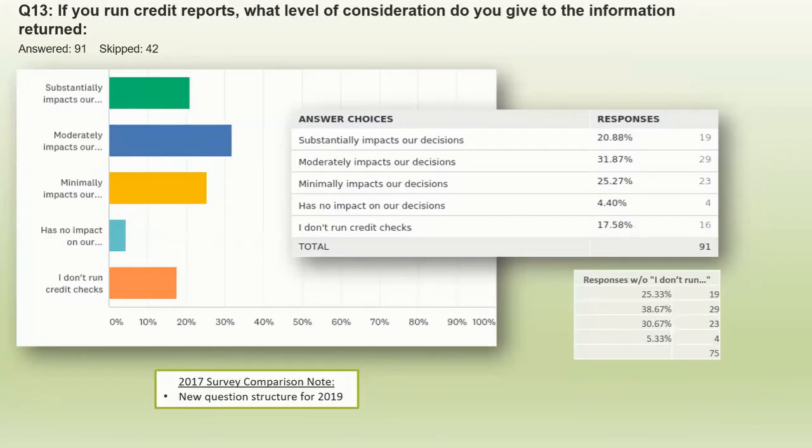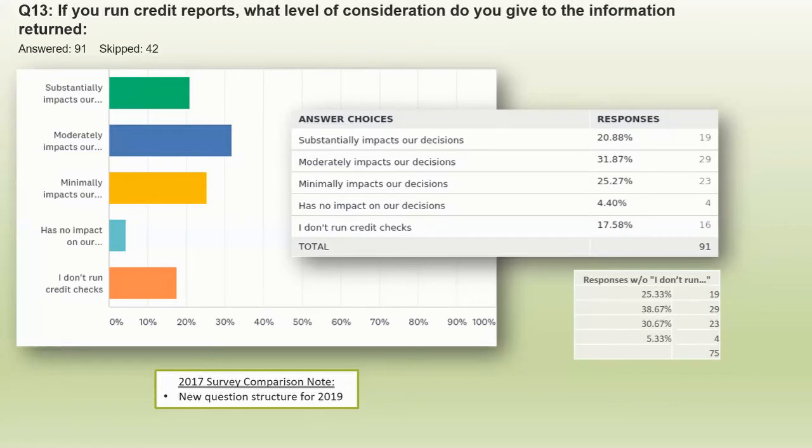So let's jump to credit reports. I talked about it a little bit. If you're running credit reports, what level of consideration do you give to the information that's being returned? We gave this question a little bit of a new structure this year, because last year the question was very specific to what level of consideration you give to the civil judgments and liens that were returned, since it was shortly thereafter that information was removed from all three credit bureaus' credit reporting.